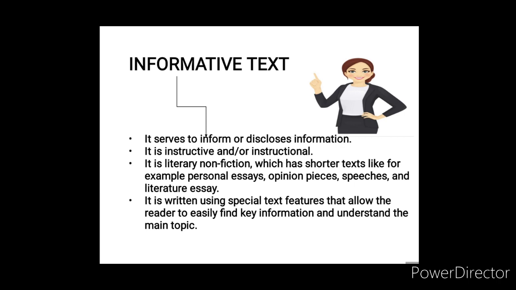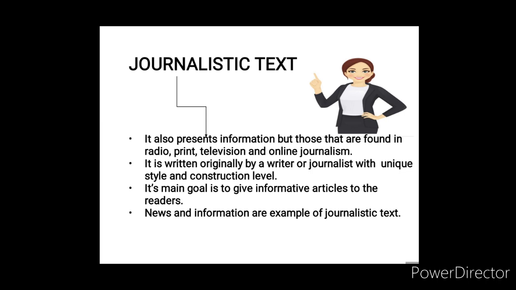So lastly, informative text is written using special text features that allow the reader to easily find key information and understand the main topic. Next is journalistic text. Like informative text, it also presents information, but those that are found in radio, print, television, and online journalism. In other words, journalistic text quickly informs the reader or listeners through what we call media.